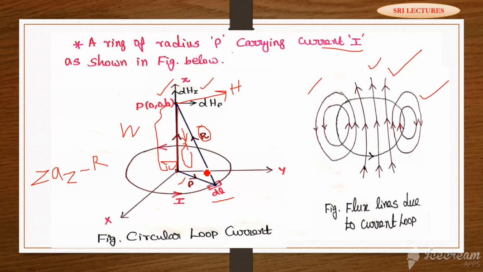Then for the last vector, the increasing direction of rho is along this direction, and our assumed direction is just opposite. So we need to have minus rho a rho is equal to 0. From this we can find the r value. So what is the r value? R is nothing but z a z minus rho a rho. So this is the r value.